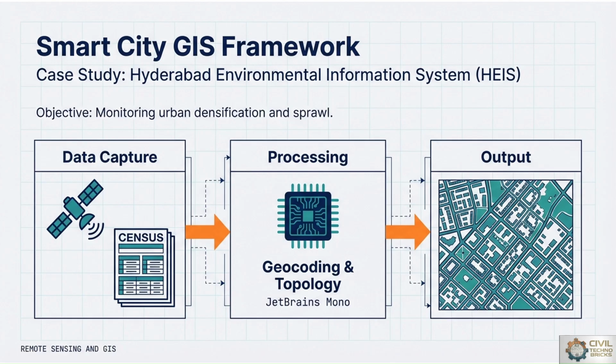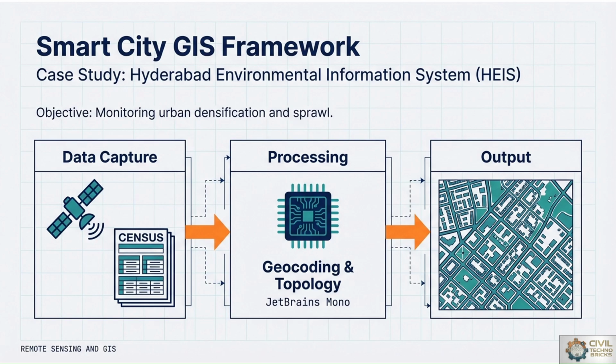This geospatial foundation allows for the seamless integration of transportation, energy, and water systems into a single manageable dashboard. So our objective is to monitor urban densification and sprawl on the basis of GIS and remote sensing in three phases: data capturing, processing of that captured data, and output of that model.